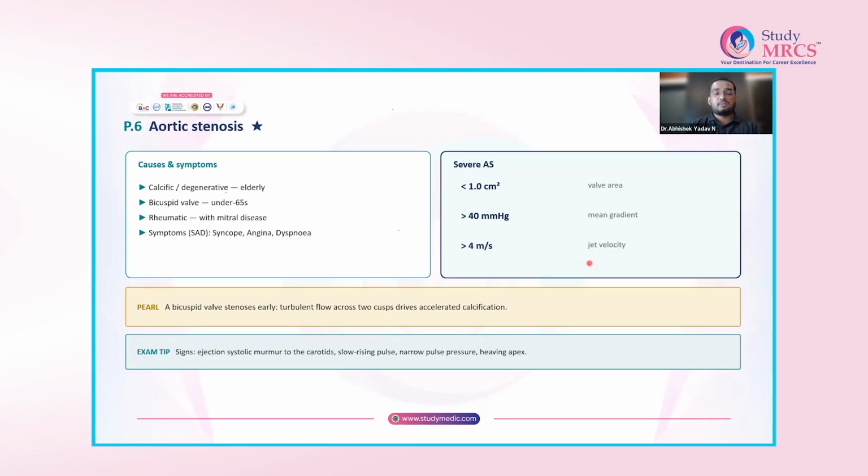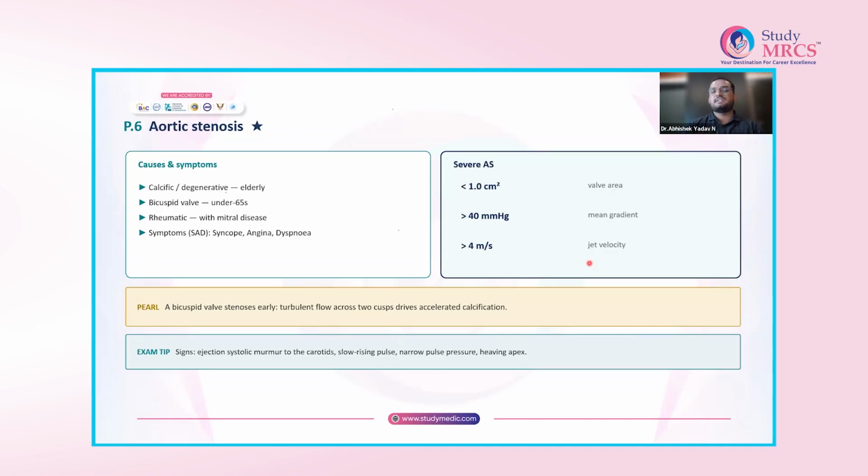Because of the defect in the cardiac output, the patient has SAD symptoms. What is meant by SAD? S stands for syncope because of the decreased blood supply to the brain. Then angina, because of decreased blood supply to the heart. Dyspnea, again because of the congestion.